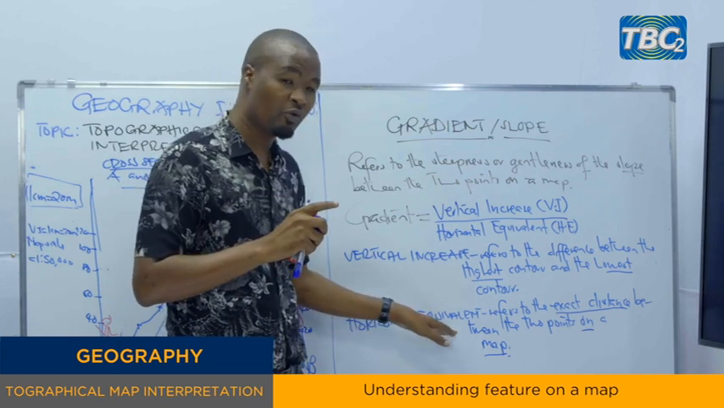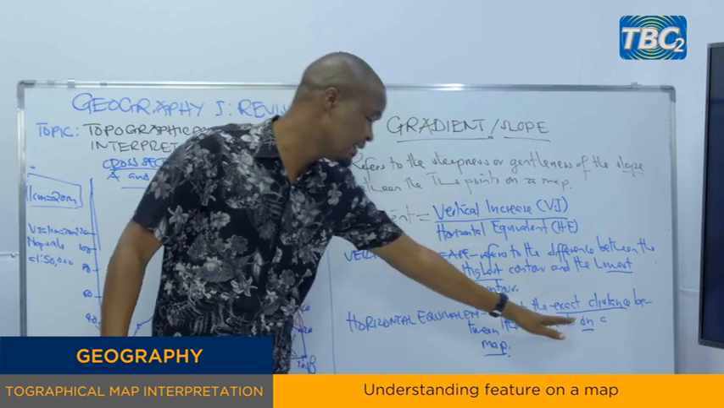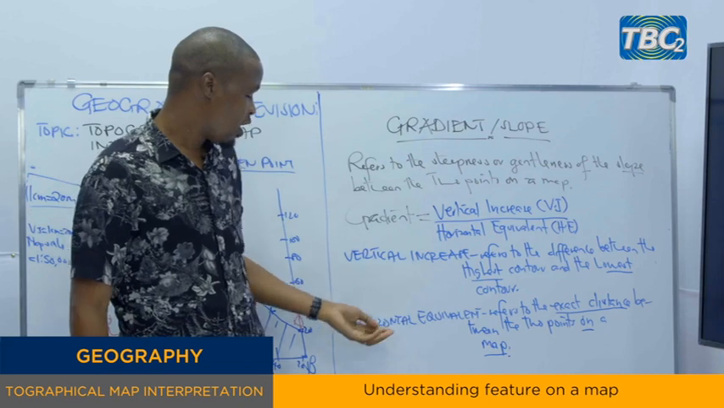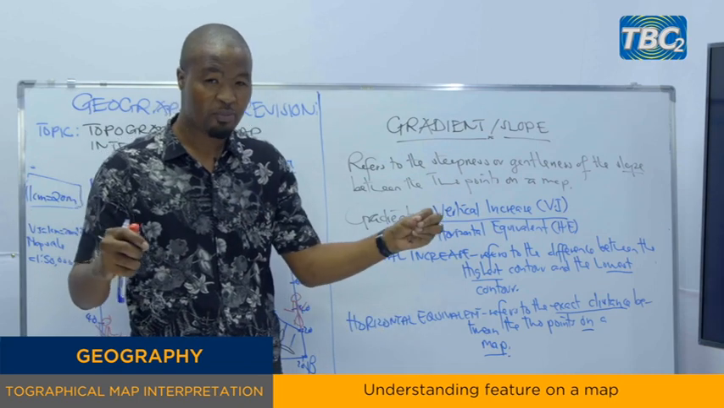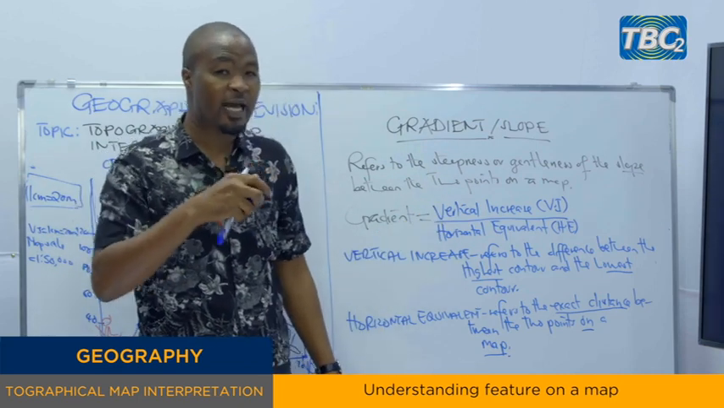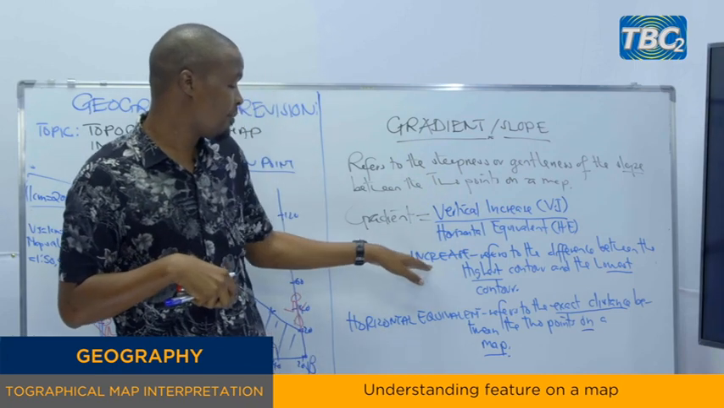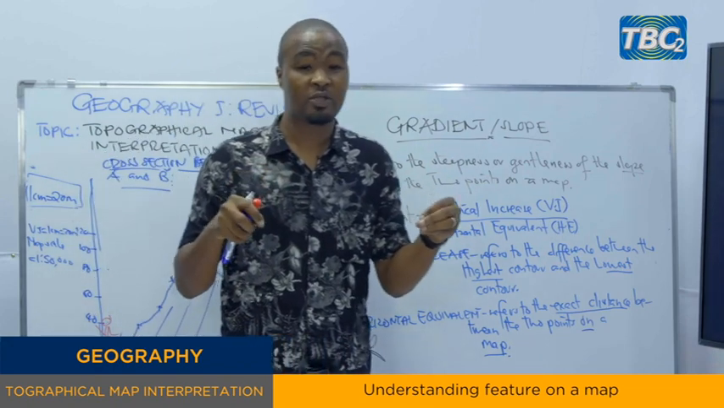Horizontal equivalent refers to the exact distance between the 2 points on a map. It means the distance that we will get after measuring the 2 points on a map will be in centimeters, and it is a distance on a map, while the vertical increase will be the distance on the actual ground.